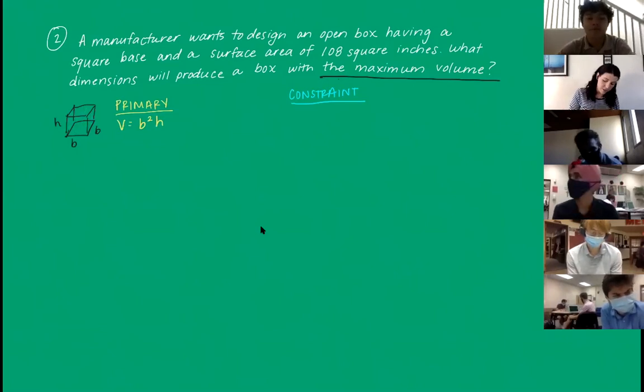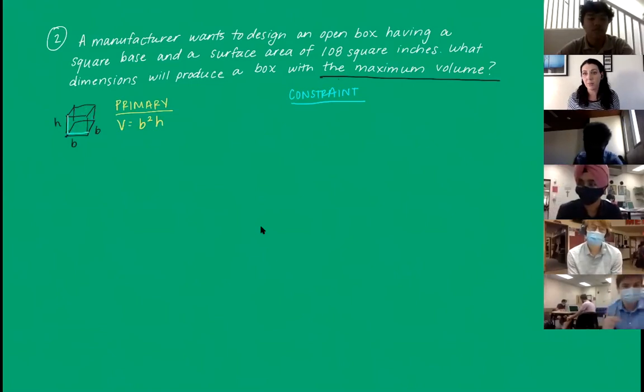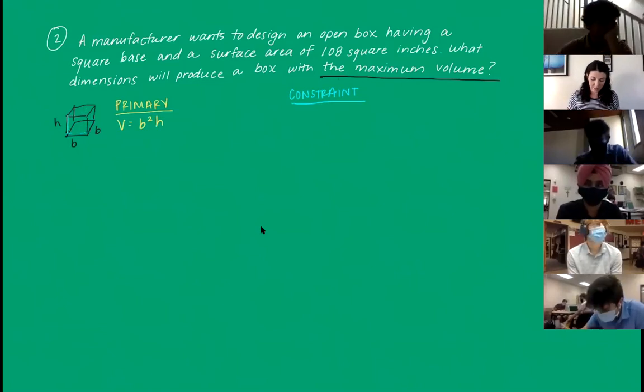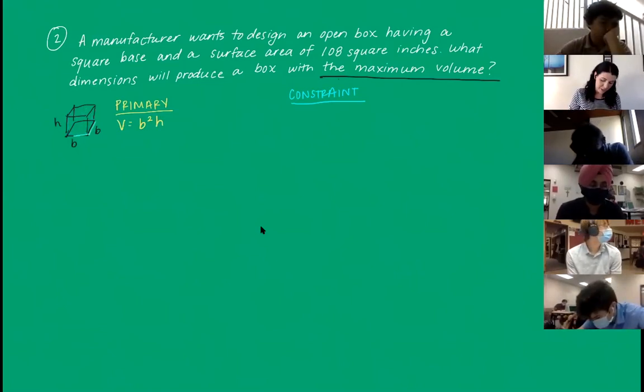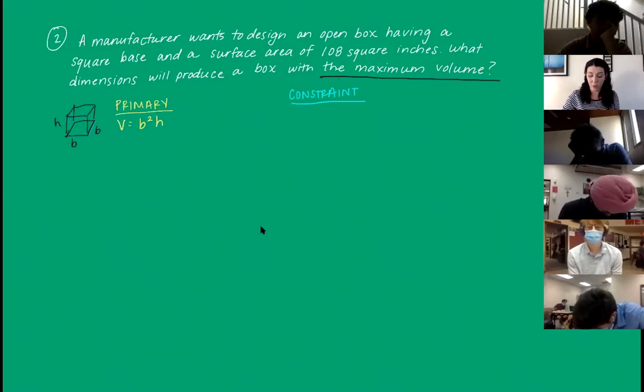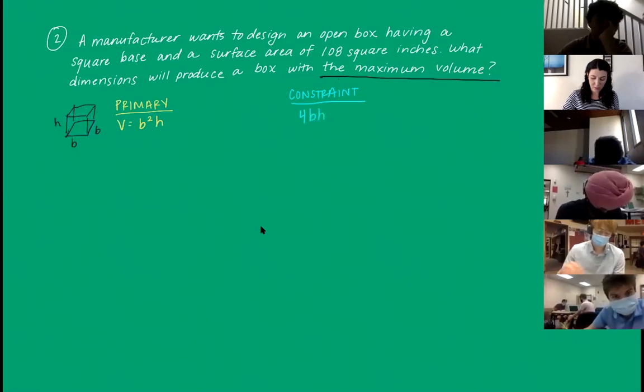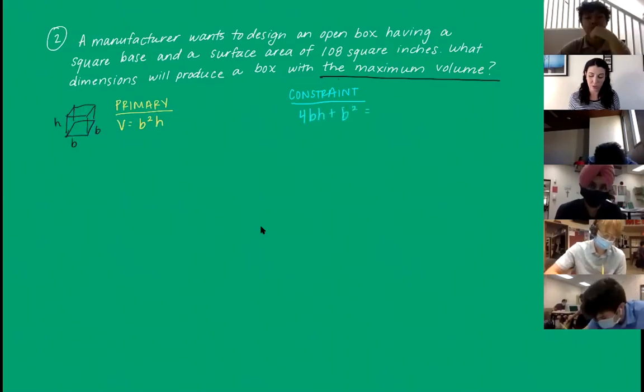Now 4 of those sides are exactly the same, right? It's an H times a B. So that's on 4 sides of this. And then on the bottom, I have a B times a B. So my total surface area would be 4HB plus B squared?